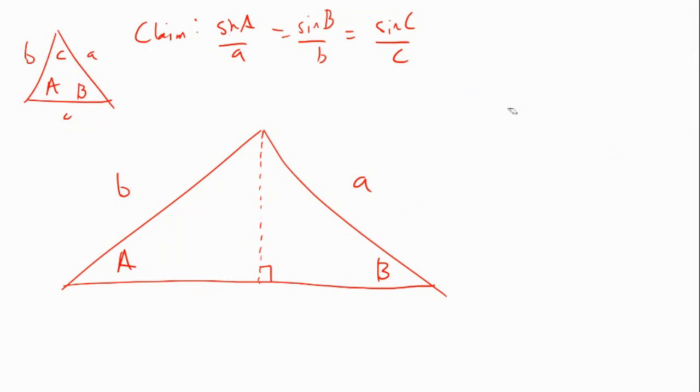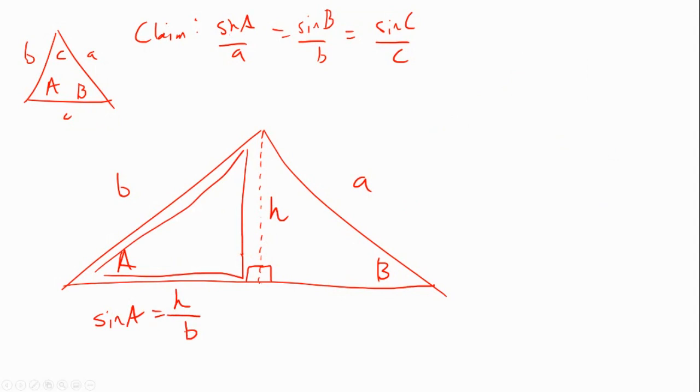So I drop this altitude. I don't know how tall it is. I'm going to call it h for my unknown height. But the point is, now I have two right triangles. So what is the sine of A? Well, here I have a right triangle. So the sine of A is opposite over hypotenuse. H is opposite A, and in that right triangle, the hypotenuse is B, which means H is equal to B times the sine of A.